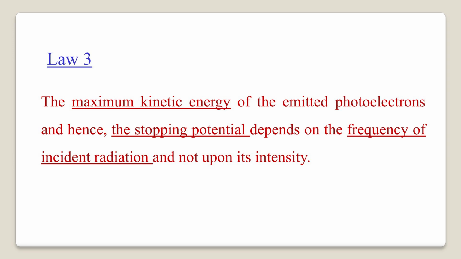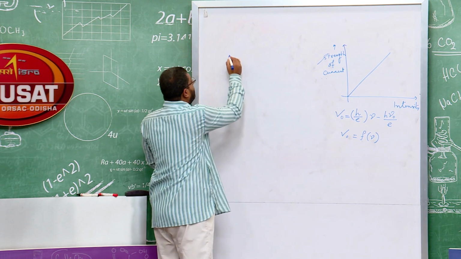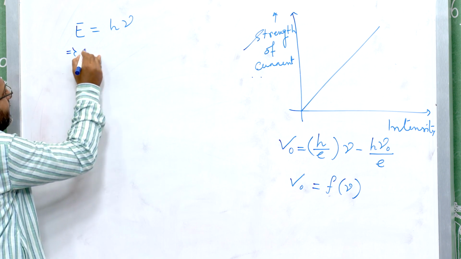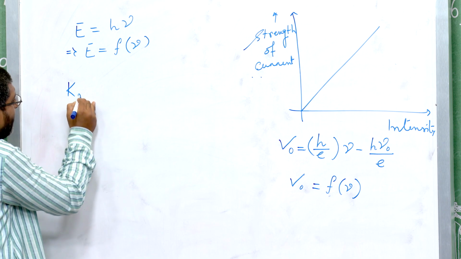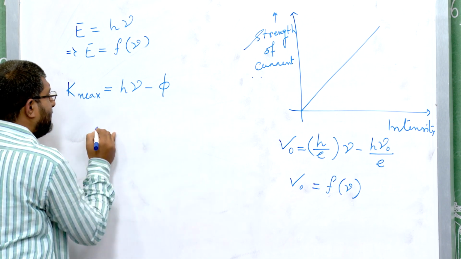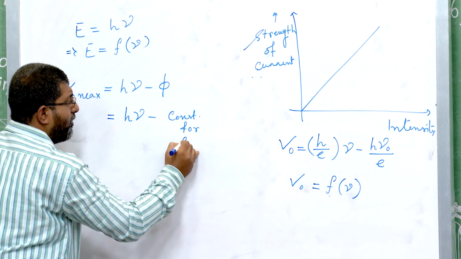Now, come to law 3. The maximum kinetic energy of the emitted photoelectrons and hence the stopping potential depends on the frequency of incident radiation and not upon its intensity. Now, what happens is that when the frequency of incident radiation increases, we know that the energy of a photon will increase. So we can write that E equals h nu, that implies E is a function of frequency. We know that K max equals h nu minus phi, where phi is a constant for a particular metal.